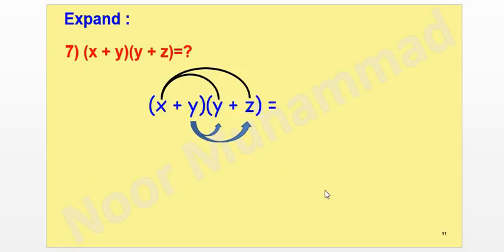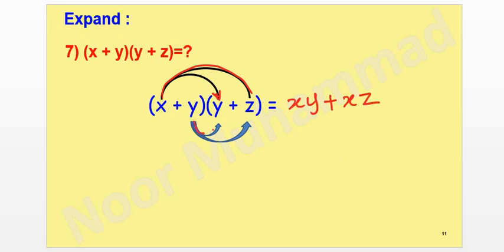Okay, let's solve some more questions. This is question number 7 from the book, with the help of the arrows. So we have to multiply first x with this y. So x times y will give us xy, and then we have to multiply this x with this positive z. So positive x and positive z will give us positive xz.